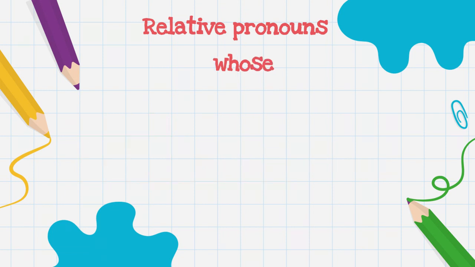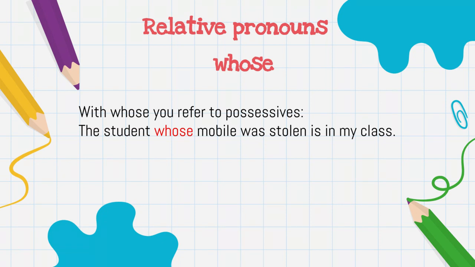prepositions. Then we have the relative pronoun whose, and whose has to do with possessives. So you own something or it belongs to somebody. So the student whose mobile was stolen is in my class. So the mobile belongs to the student. So then you say whose. In Dutch you can say van wie or wiens. The student whose mobile was stolen is in my class.